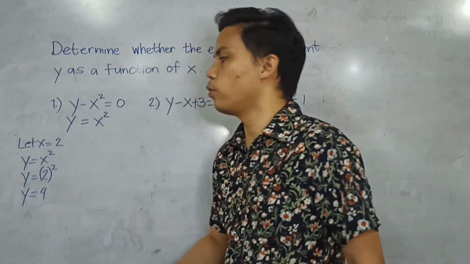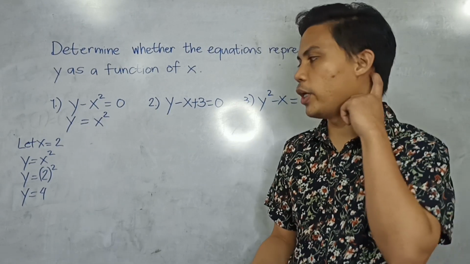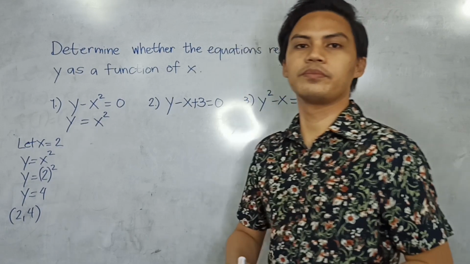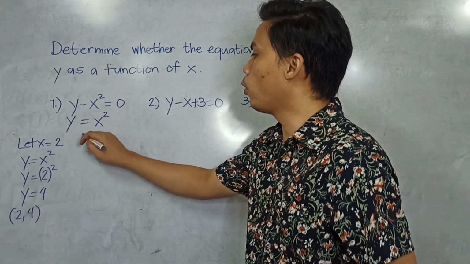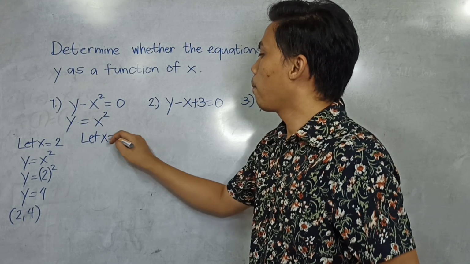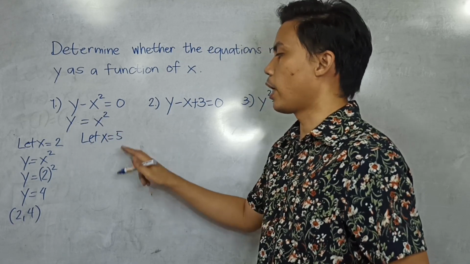Y is equal to 4. Therefore, the ordered pair that we have would be 2, 4. Okay, now how about if we're going to substitute, let us say 5 as the value of x.